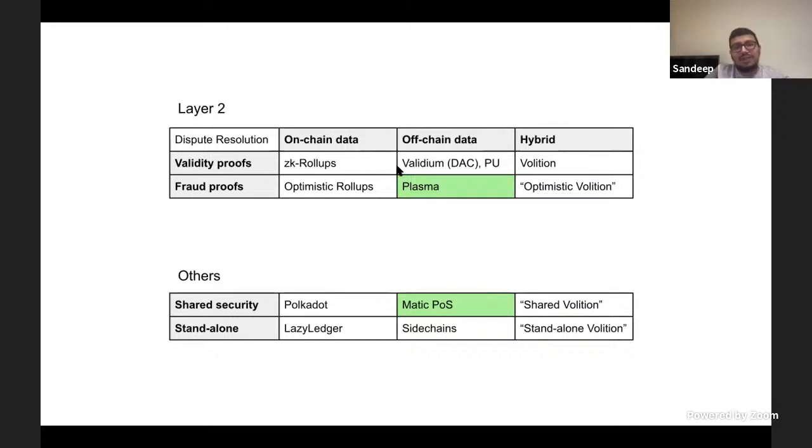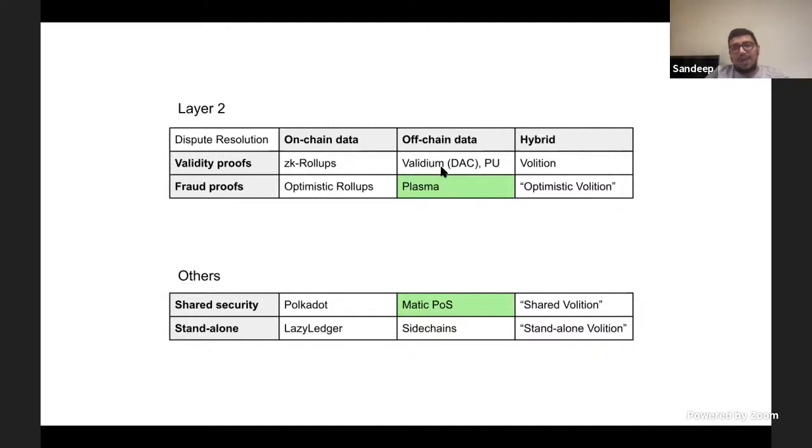So based on that, you can see there are primarily 3-4 kinds of mechanisms. When you have the on-chain data, right, and you are using validity proof, they are called ZK rollups. When you have on-chain data and you are using fraud proof for your dispute resolution, it is called optimistic rollups. Similarly, when you have off-chain data and it's a validity proof, then it is called validium.